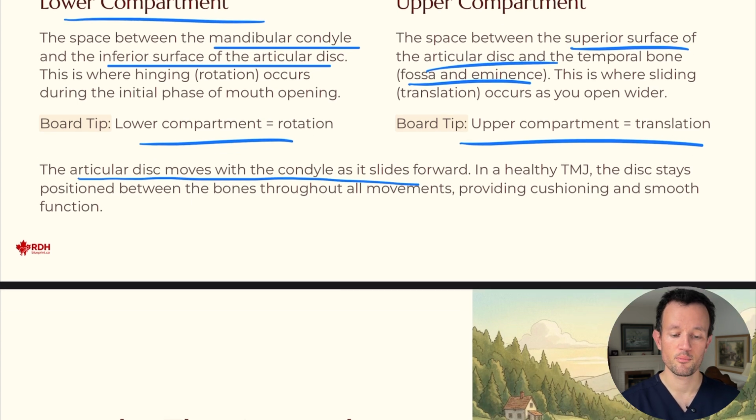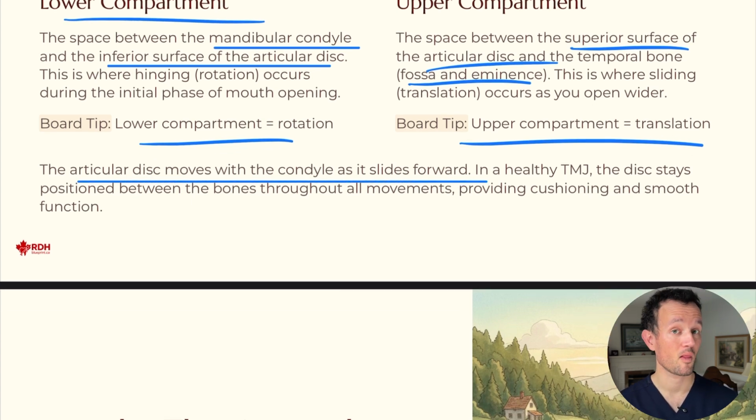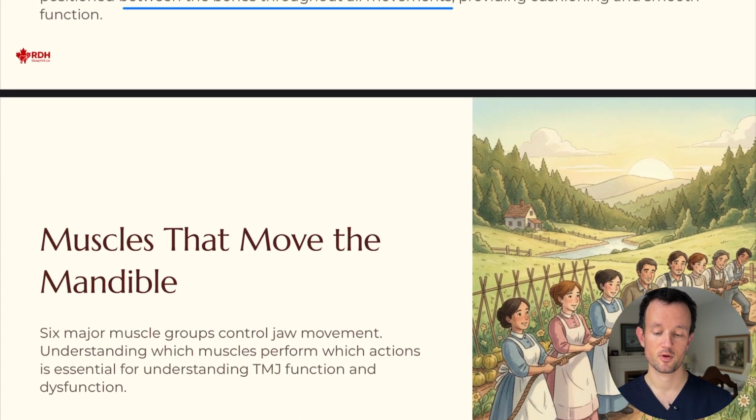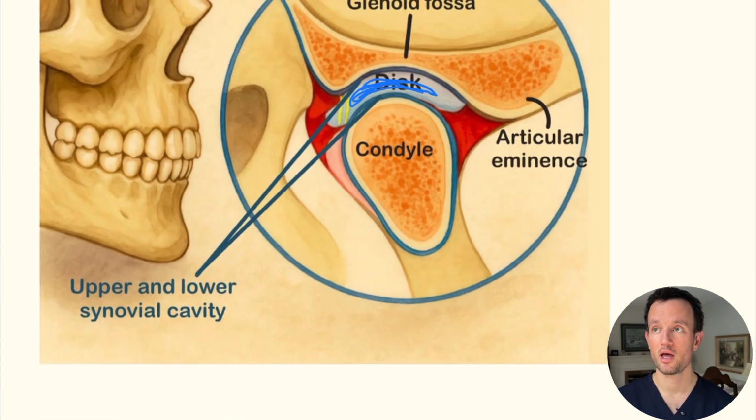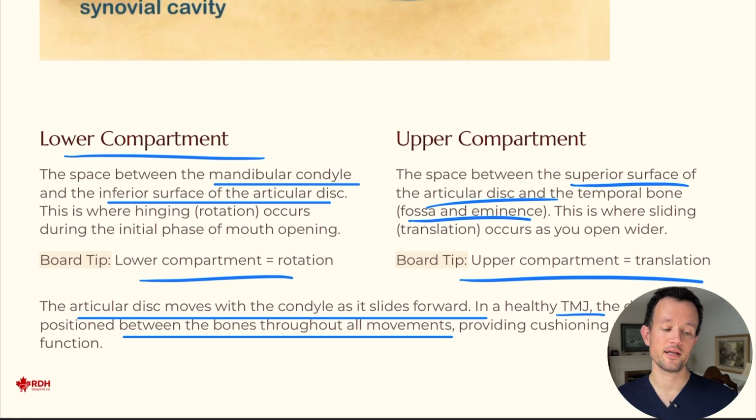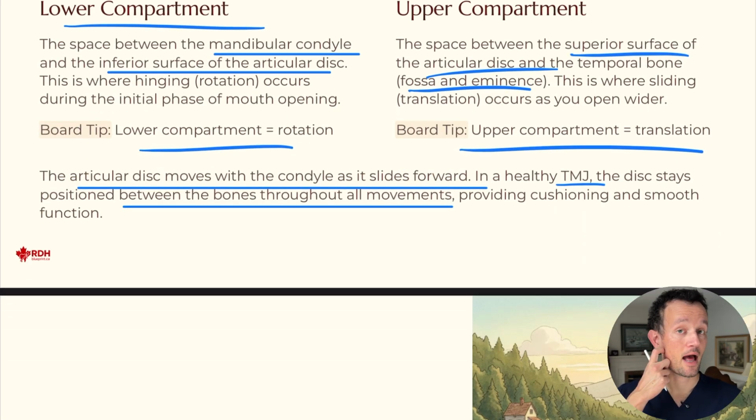So the articulating disc moves with the condyle as it slides forward in a healthy TMJ. The disc stays positioned between the bones throughout all movements, providing cushioning and smooth function. Okay, so draw this out. Know you have an upper and lower compartment of that disc, and that the upper one is involved with gliding and the lower one is involved with rotation. And that rotation happens before gliding.